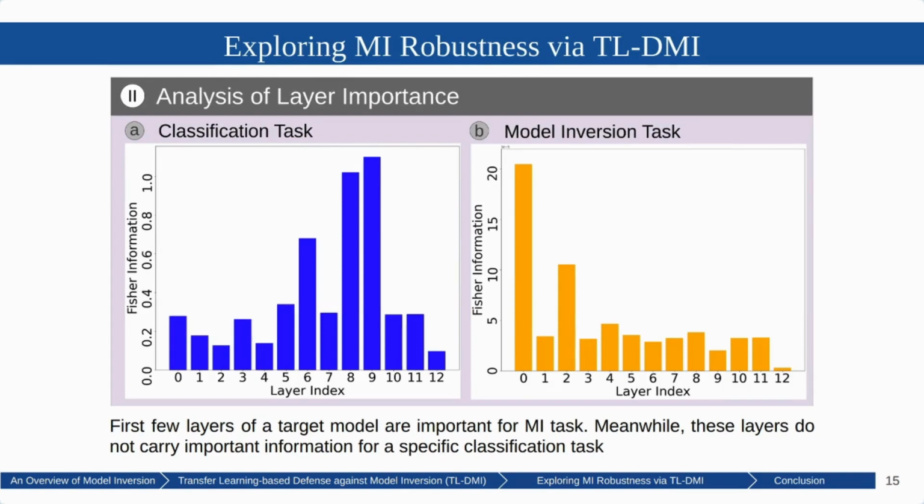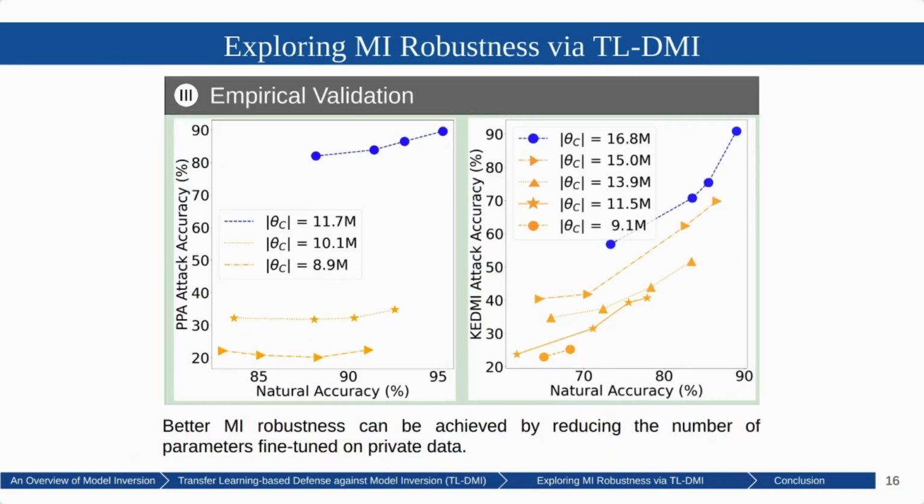First, we conduct an analysis of layer importance regarding MI and classification tasks to justify our MI defense. We compute feature information for each layer regarding classification and MI tasks. The results show that the first few layers of a target model are important for MI tasks. Meanwhile, these layers do not carry important information for a specific classification task. Therefore, our TLDMI, by limiting the number of layers encoding information from the private training dataset, could reduce attack accuracy while minimizing the loss in model utility.